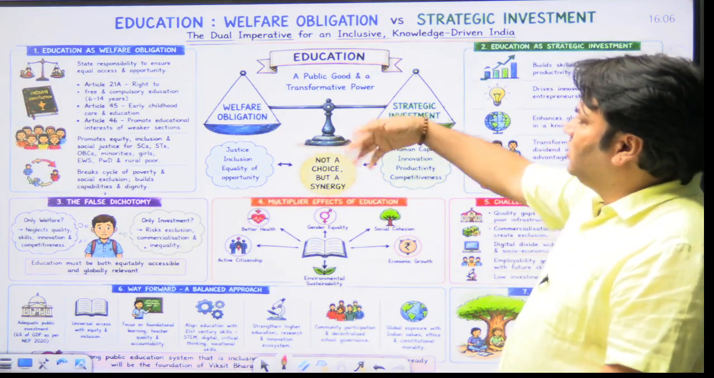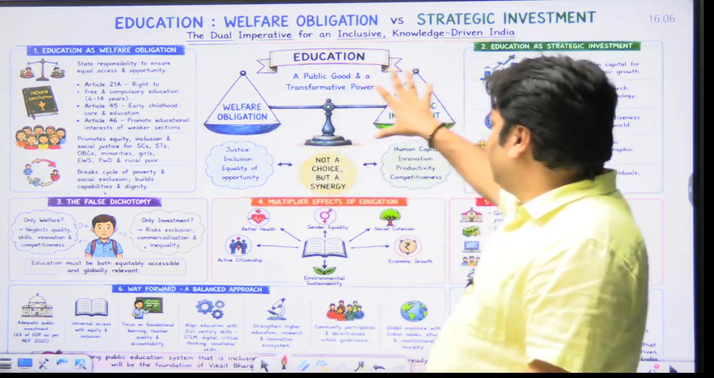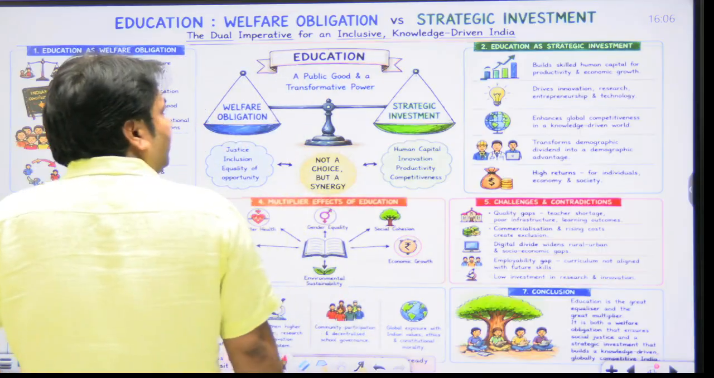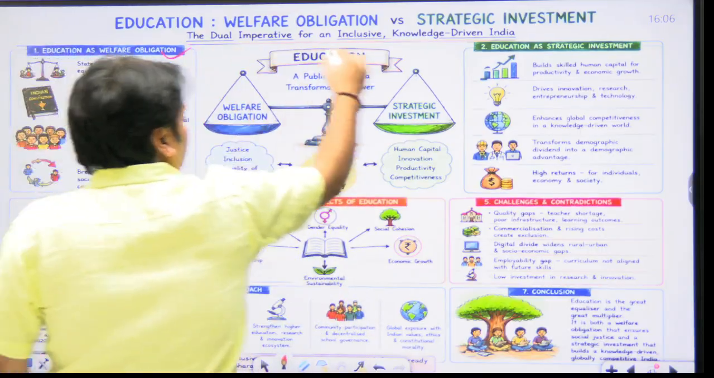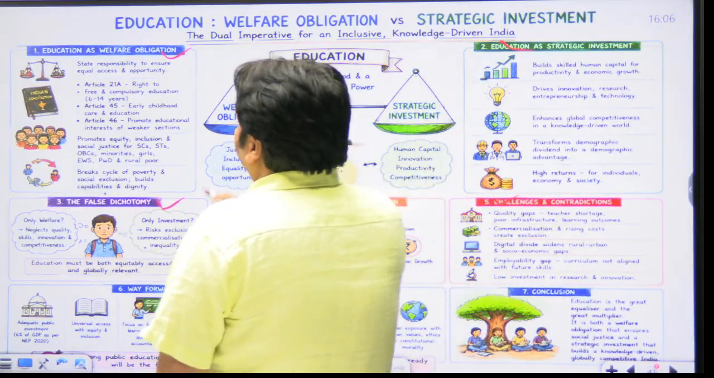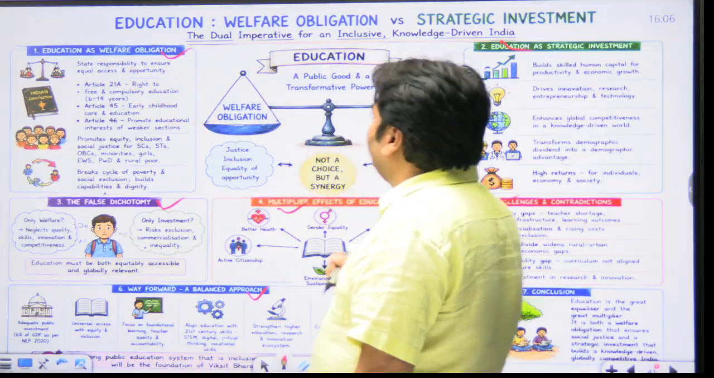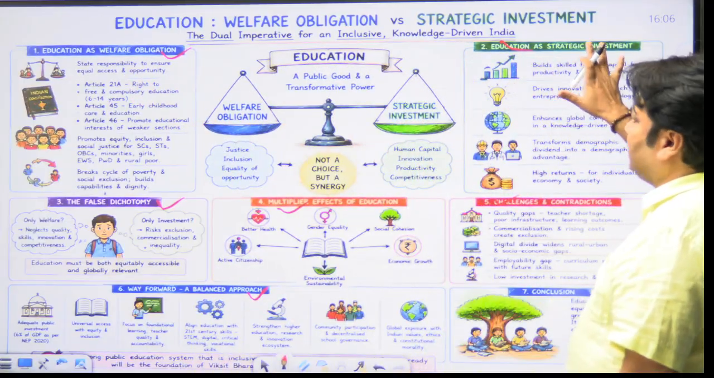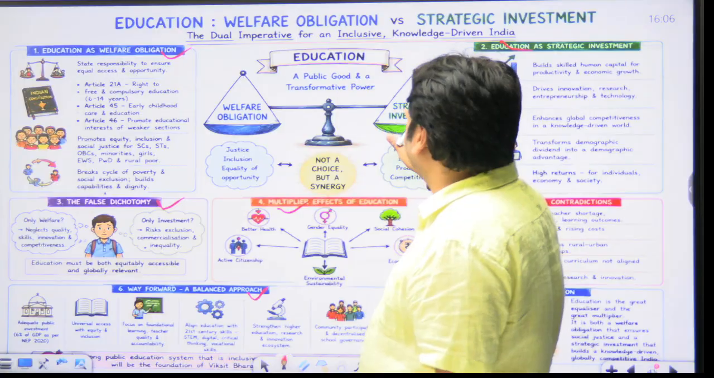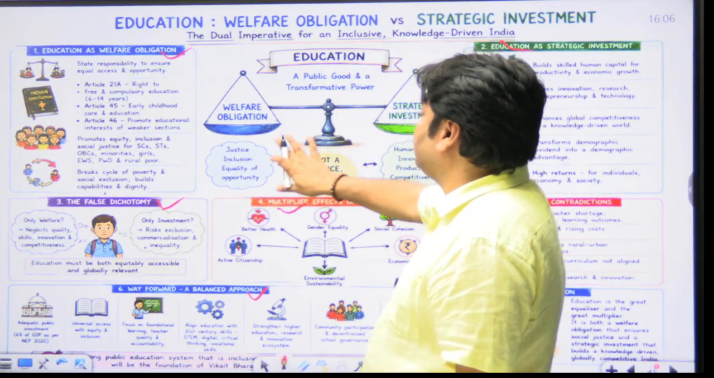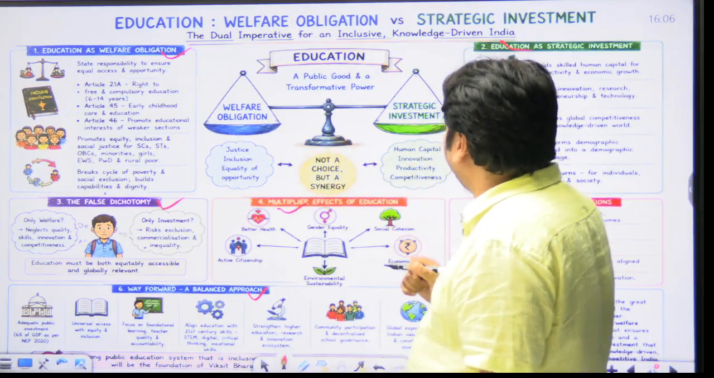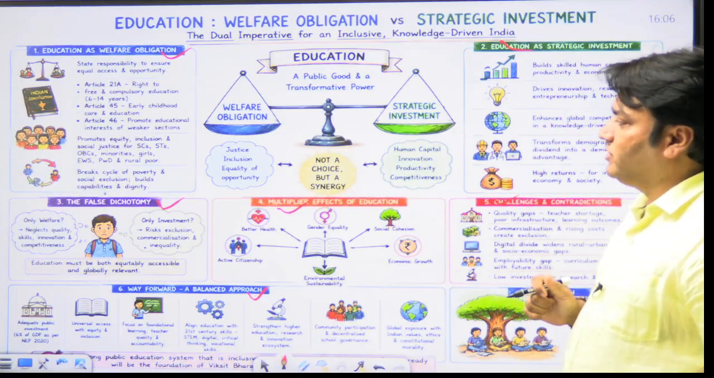Now, using the concepts that have been discussed, you can also write the answer by writing the keywords only. Now, there are different dimensions: 1, 2, 3, 4, 5, 6. In the first dimension, education as a welfare obligation has been explained. Education as a strategic investment has been explained, right? Here, both are needed, welfare and strategic investment. It is not a choice but a synergy. Justice, inclusion, equality of opportunity. Here you will talk about human capital, innovation, productivity and competitiveness, right?